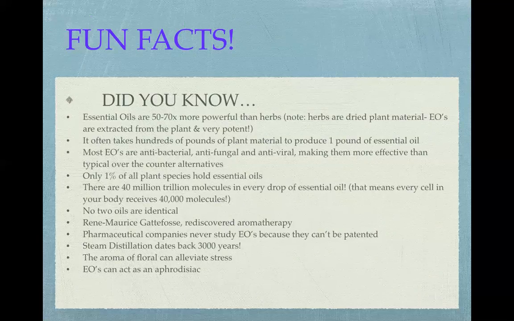All right, guys, so here are just a few facts about essential oils. Essential oils are 50 to 70 times more powerful than herbs. Herbs are dry plant materials. Essential oils are extracted from the plants and are very potent. It often takes hundreds of pounds of plant material to produce 1 pound of essential oil. For example, 100 pounds of lavender equals 1 pound of lavender oil, while 4,000 pounds of rose petals produce the same amount of oil, which is why essential oils tend to vary in price.